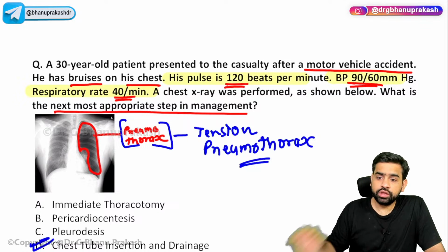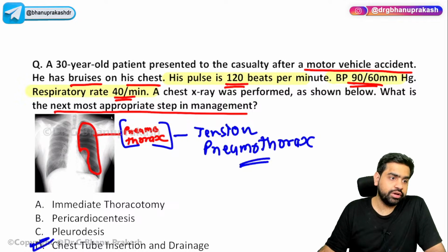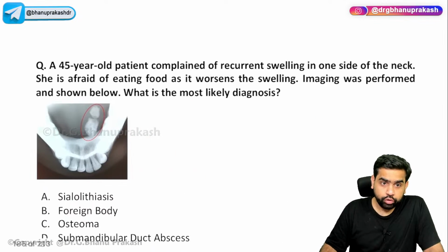So what you have to do is put an ICD, intercostal drainage insertion, in these particular patients. Hope you have understood this point.